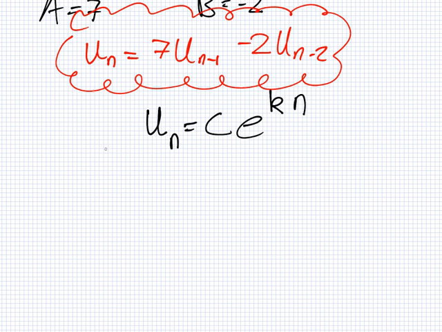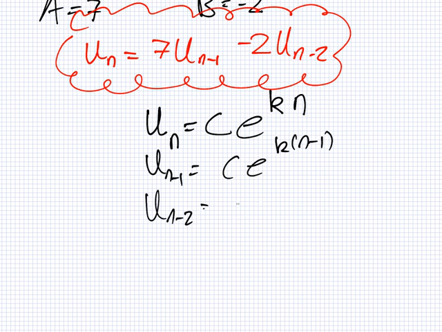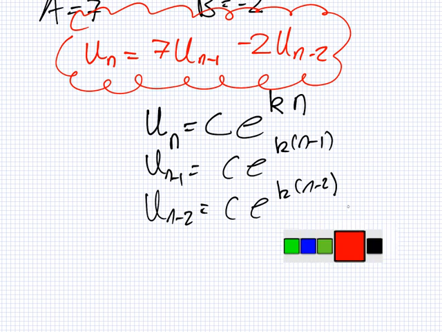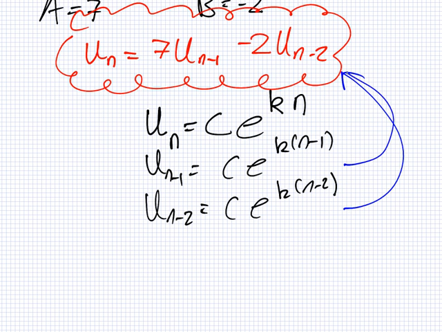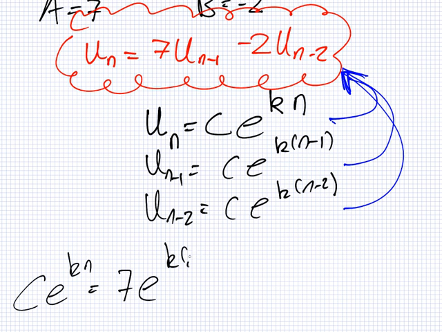Yes? So what would u n minus 1 equal? That would be c e^(k(n-1)). And what would u n minus 2 be? That would be c e^(k(n-2)). So you can take these three things and put them back in. So you would get c e^(kn) equals 7 c e^(k(n-1)) minus 2 c e^(k(n-2)).